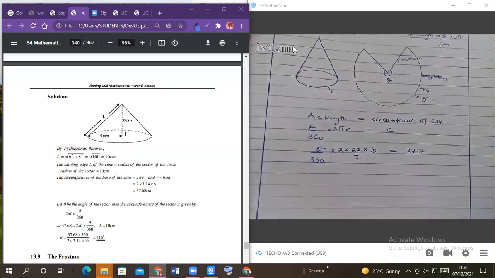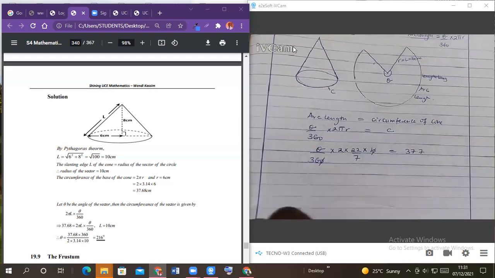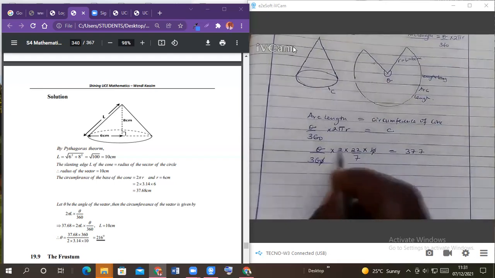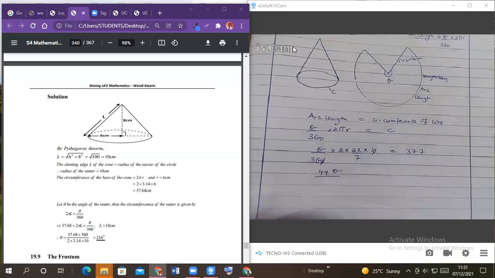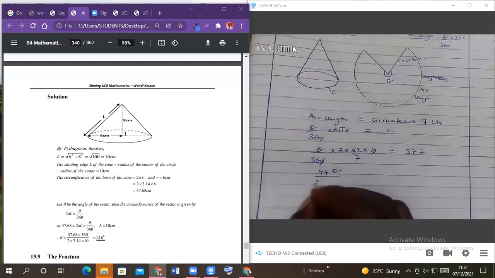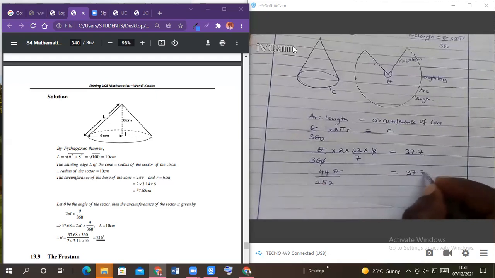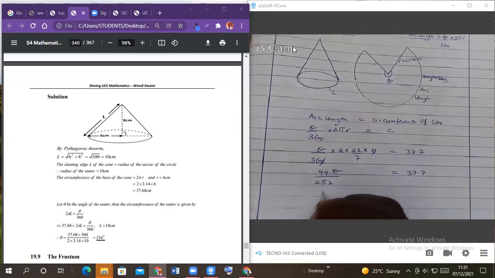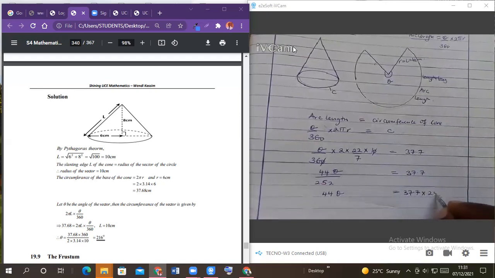Right. So what we need to do is to find the angle theta. Okay, so we can cancel this and that, like that. So we remain with 44 theta out of 36 times 7, which is 252, equals 37.7. So we can cross multiply. So 44 theta is equal to 37.7 times 252.